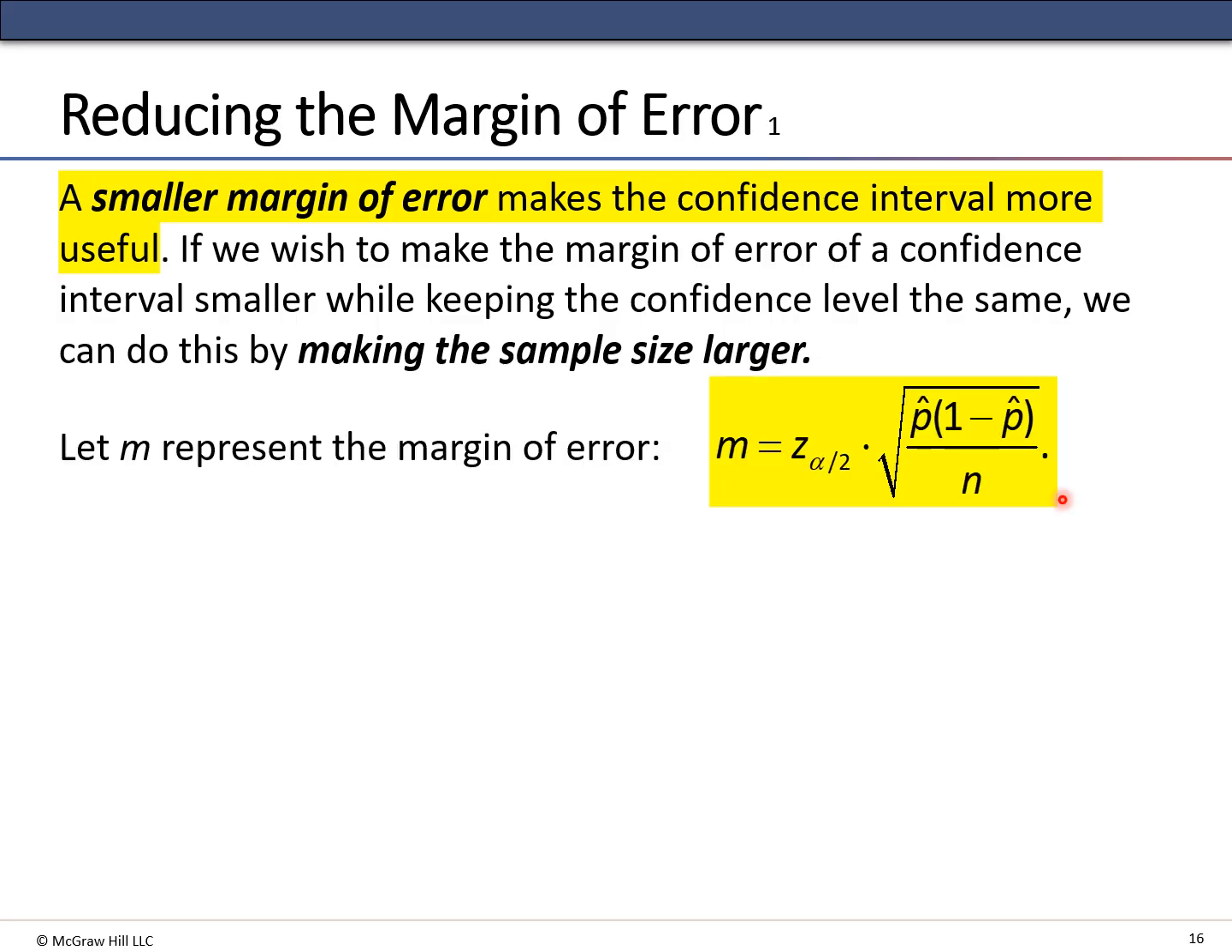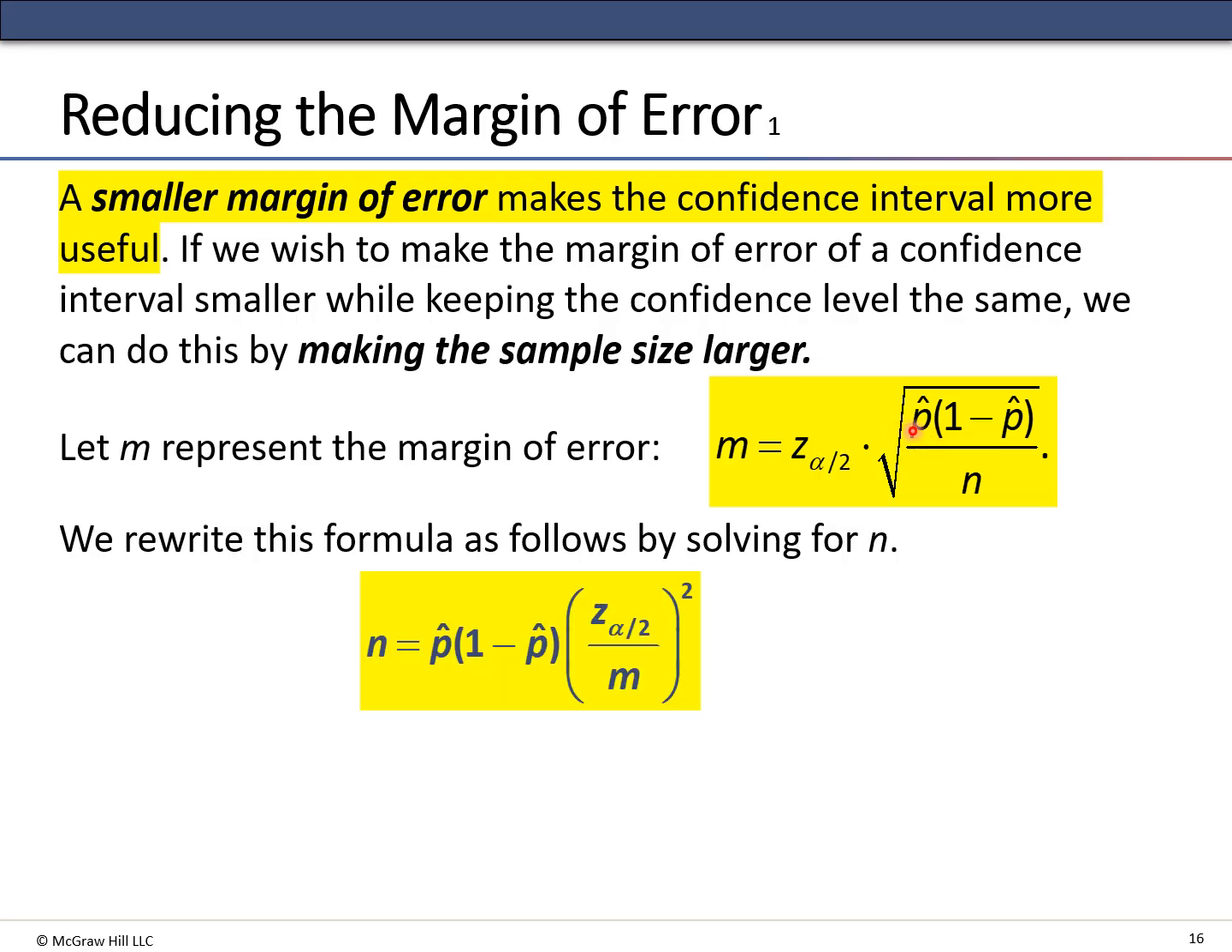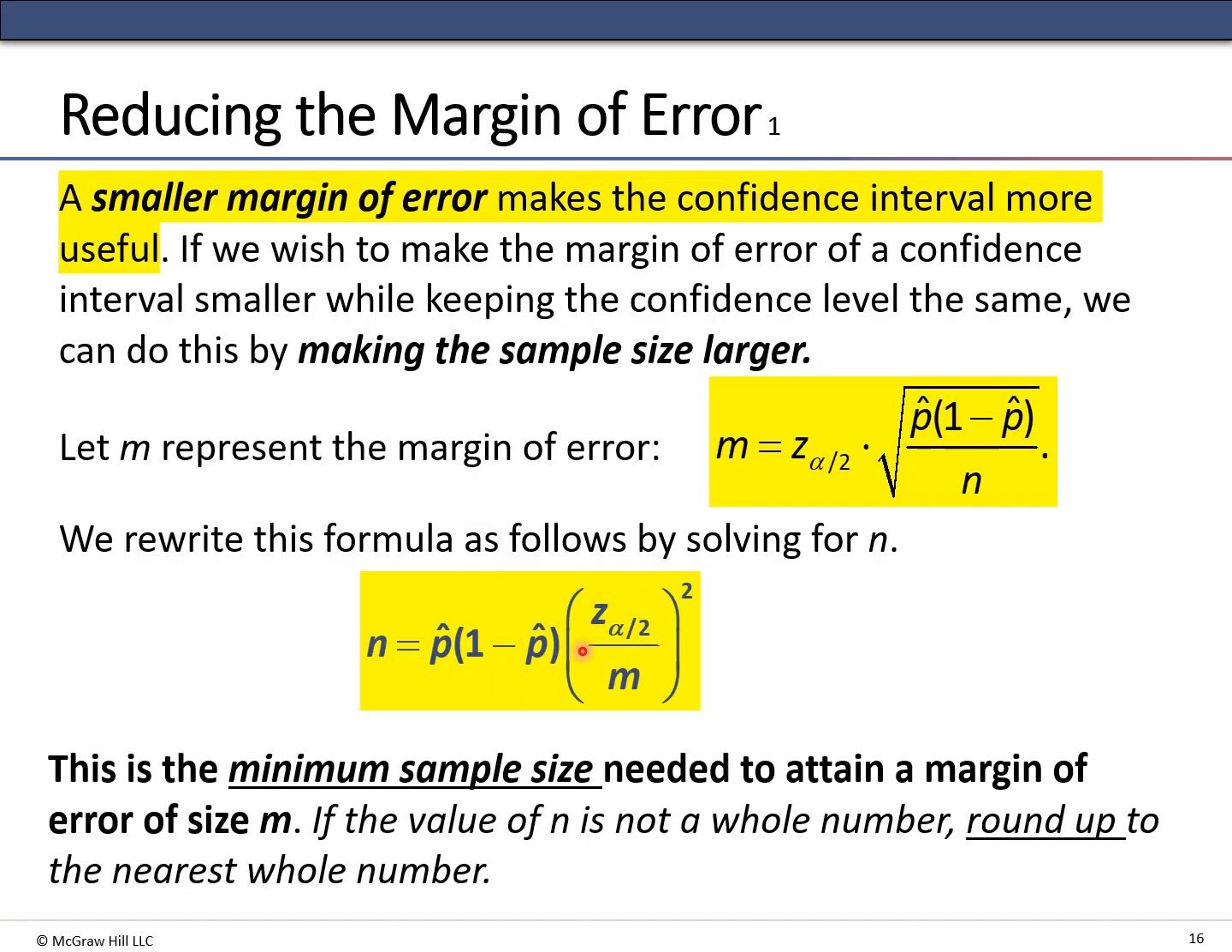So remember, here's our formula for the margin of error. This is our critical value times our standard error, which is using the point estimate and the sample size. If we rewrite this formula and solve for the sample size, we get this value here. This is the minimum sample size needed to obtain a margin of error of size m. If the value of n is not a whole number, round up to the nearest whole number.